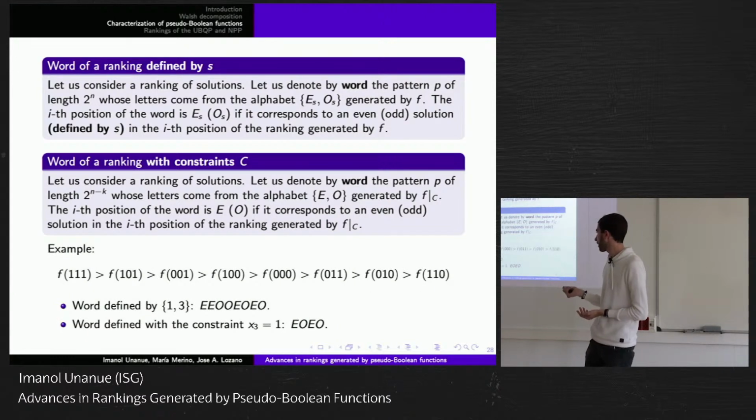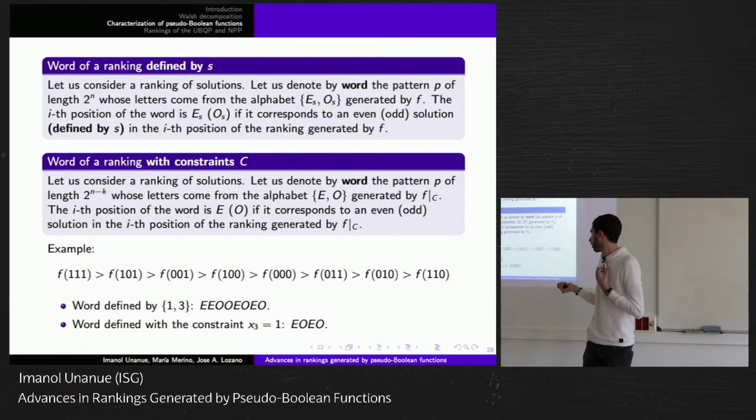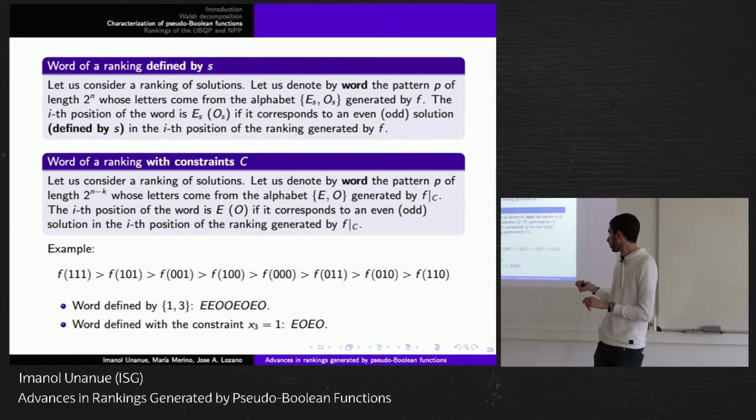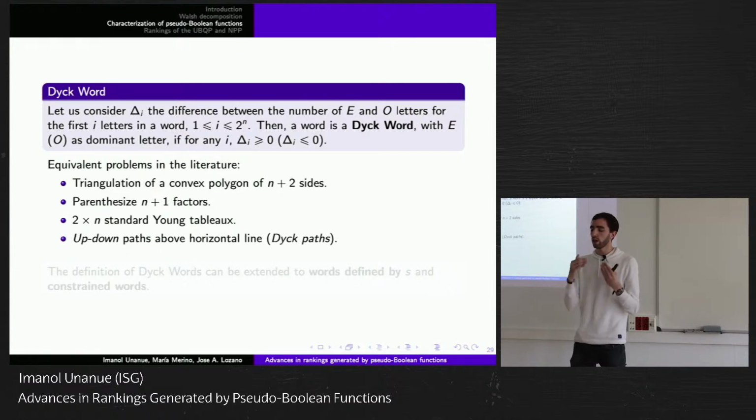I have considered the same ranking of solutions presented in the previous slide. For example, if we define the word according to the subset of binary variables 1 and 3, here the word changes. On the other hand, if we want to calculate the word defined only for the solutions such that bit 3 must be a 1, we have a reduced word, which is the following one. So the word of a ranking is a very simplified version to understand how the even and odd solutions are positioned in the ranking of the solutions.